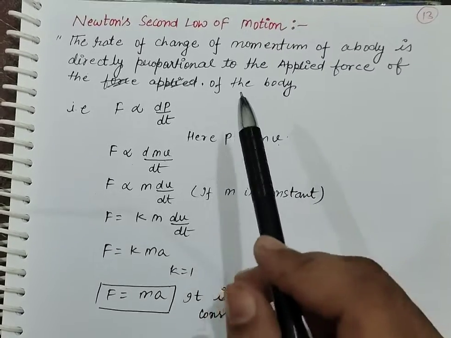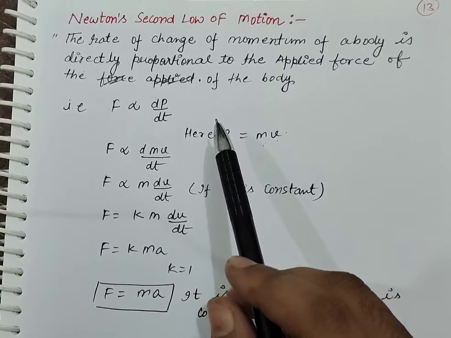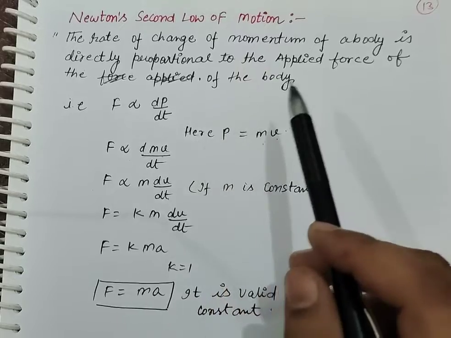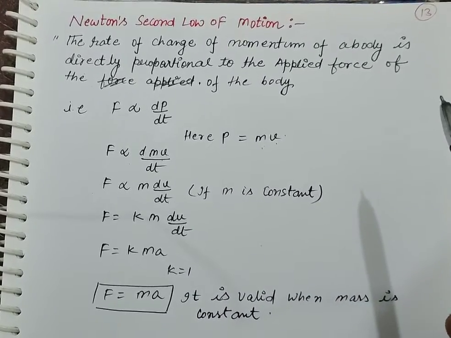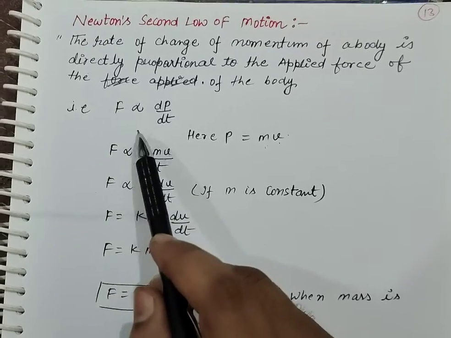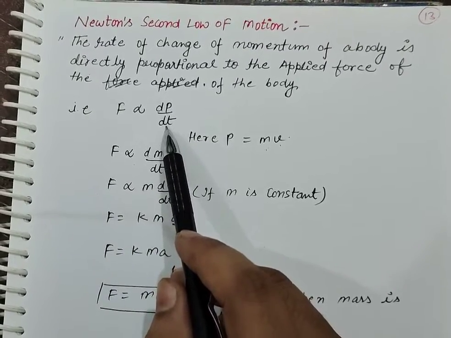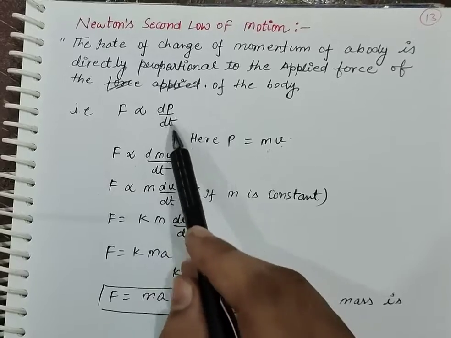Today we discuss the second law of motion. Do you know what the second law of motion is? The rate of change of momentum of a body is directly proportional to the applied force on the body. F is directly proportional to dp by dt, where dp by dt is the change of momentum.